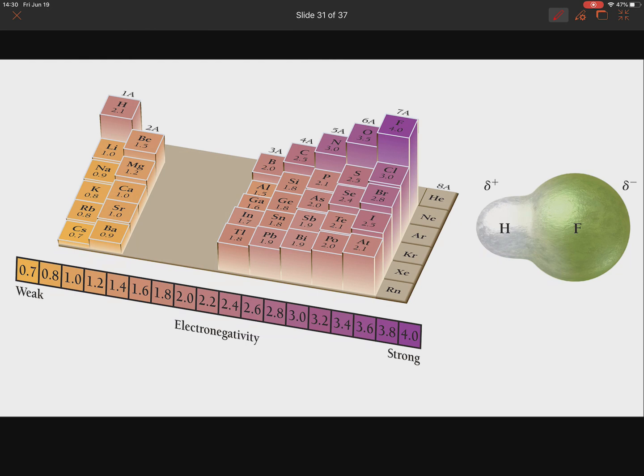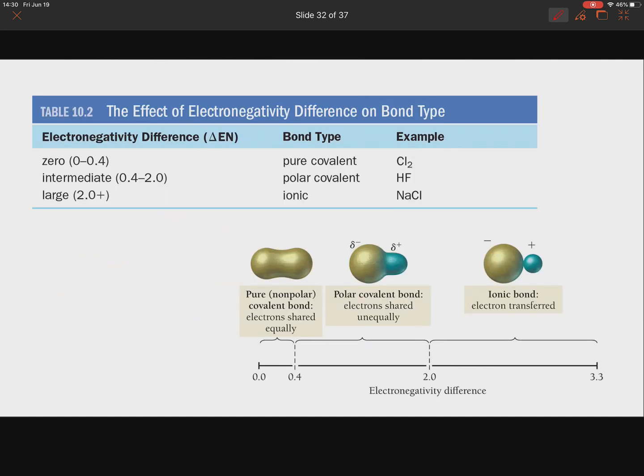HF, for example: the electrons are shared, but the shared electrons are more likely to be found on the fluorine than on the hydrogen. This is a polar covalent bond. So in order to tell, you look at your electronegativity difference, and if that range is 0 to 0.4, then we would say that's a pure covalent bond. If it's 0.4 to 2, we would say it's a polar covalent or polar bond. And if it's larger than 2, we would generally say that is an ionic bond. That's the way we decide if something is an ionic bond. Before, we used to just say it's a metal and a nonmetal, but now it's more quantitative. We look at the electronegativity numbers.